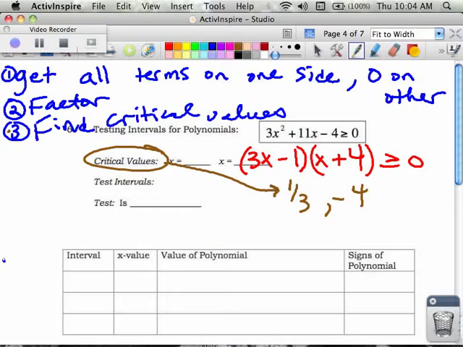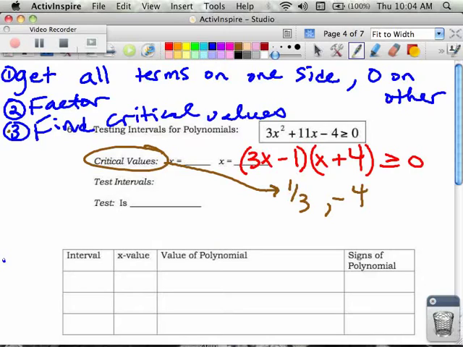Questions so far? We're almost done. The critical values give you 1x? No. The critical values are what makes the parentheses 0. Negative 4 made the second parentheses 0. Positive 1/3 made the first parentheses 0. Those are the critical values. Anybody else?